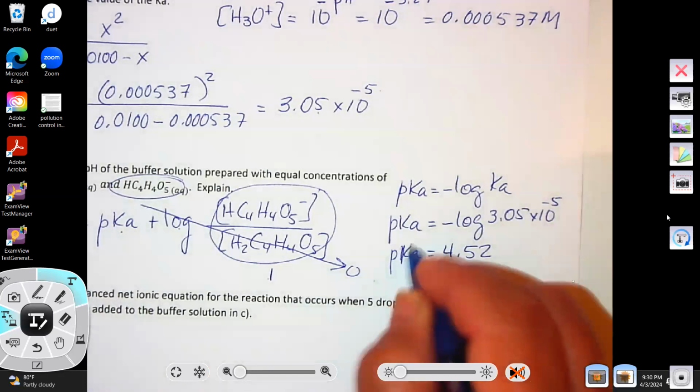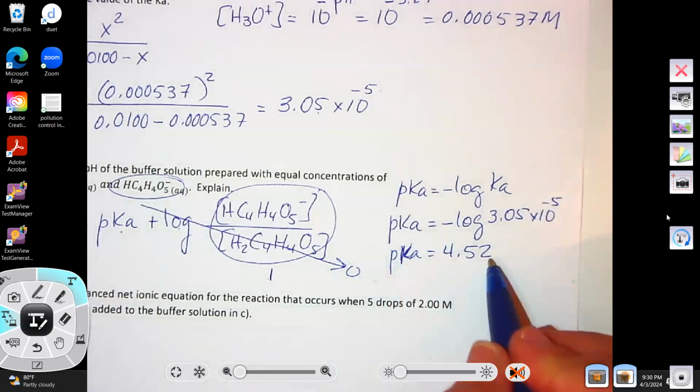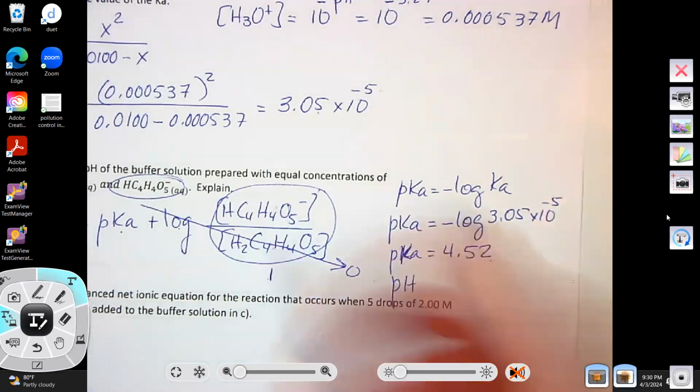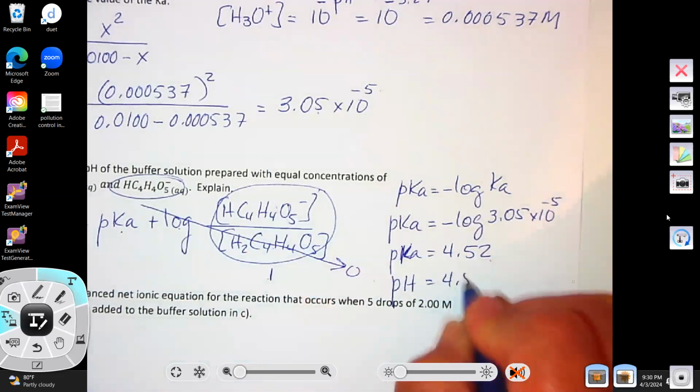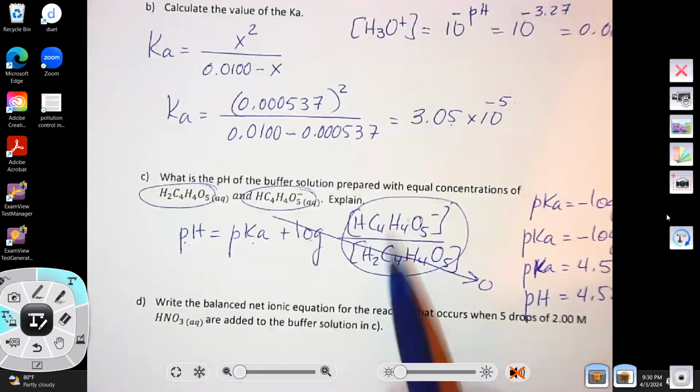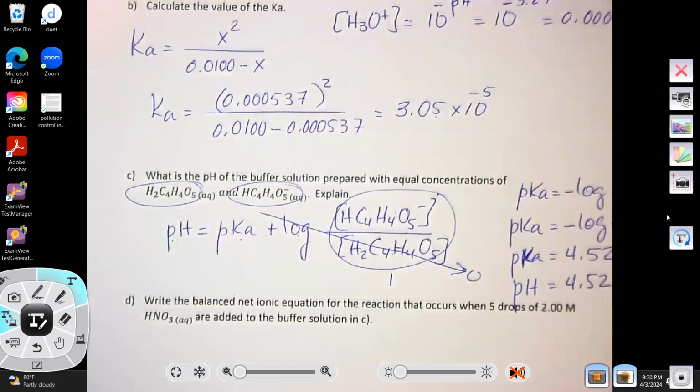So if your pKa is 4.52, then your pH, when these two concentrations are the same, is 4.52, because your pH equals your pKa when these two concentrations are the same.